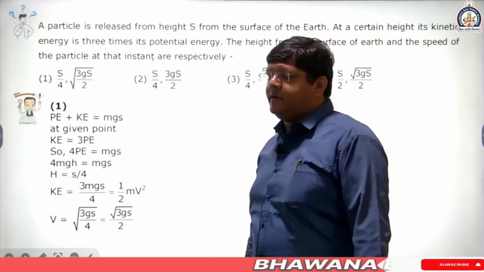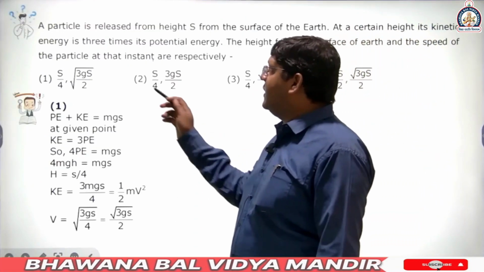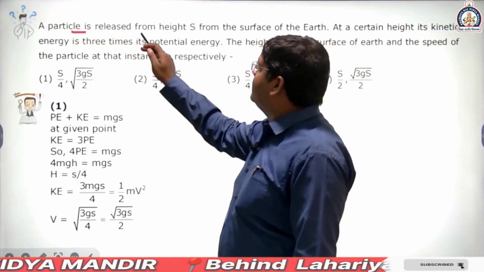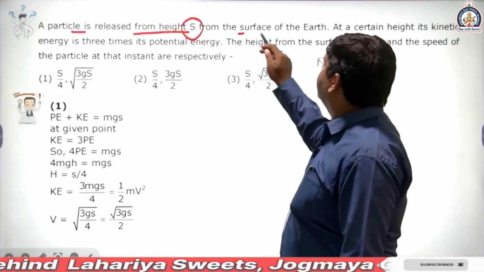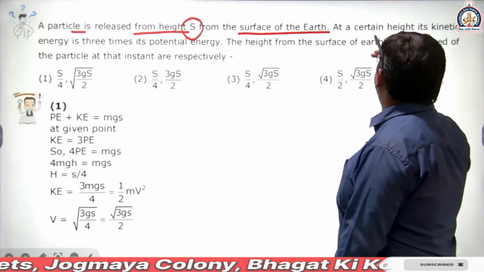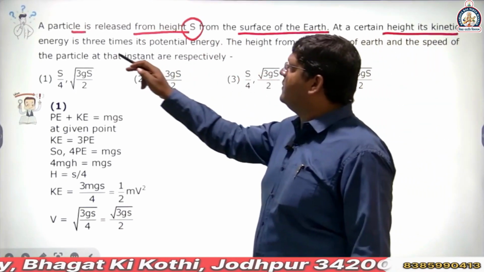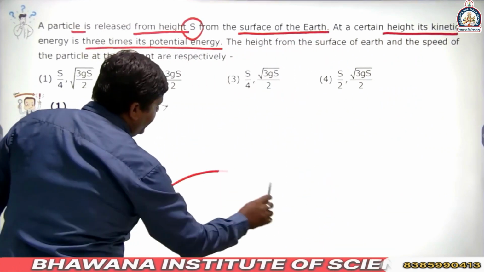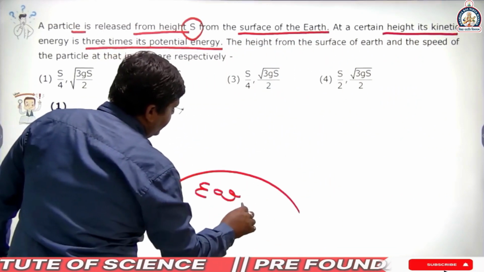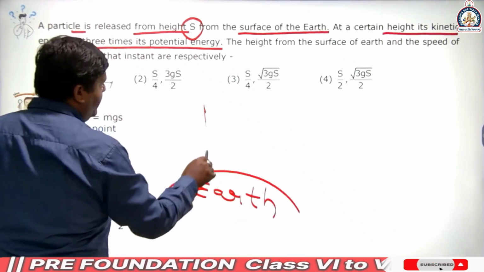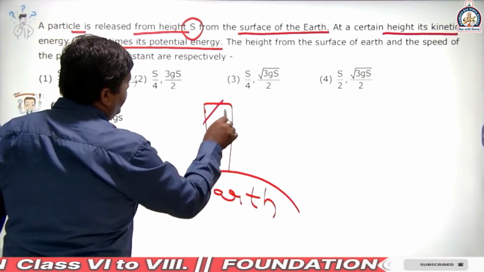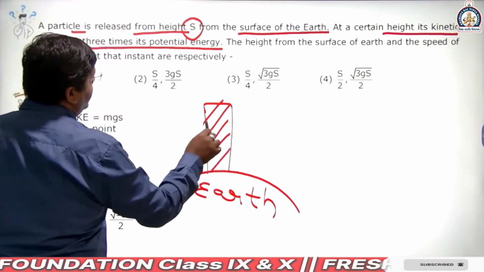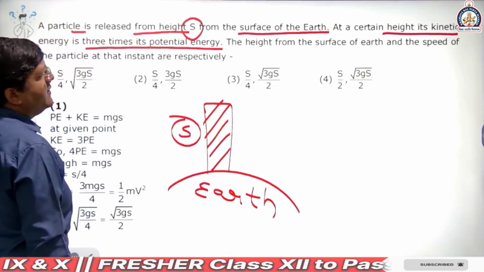Now, moving to the next part, this is an important question related to your class 11. A particle is released from the height s from the surface of the earth. At a certain height, its kinetic energy is 3 times its potential energy. So, this question can be simply understood as, this is our earth. Now, this is a tower structure having height s according to the question.